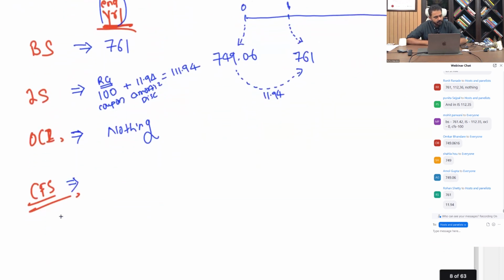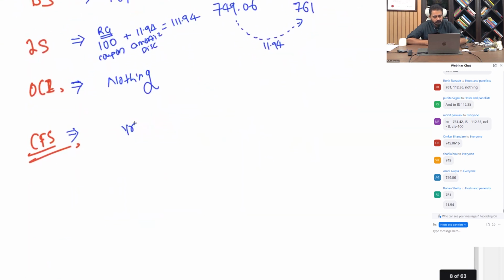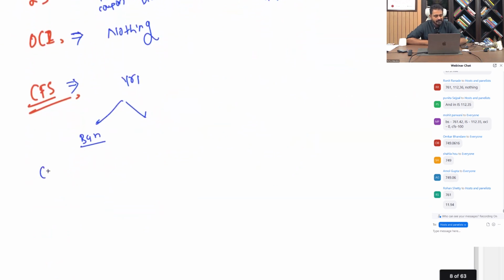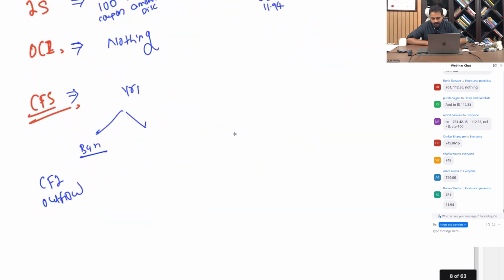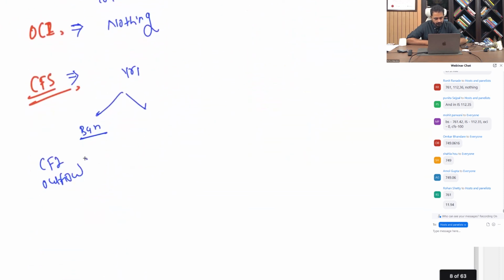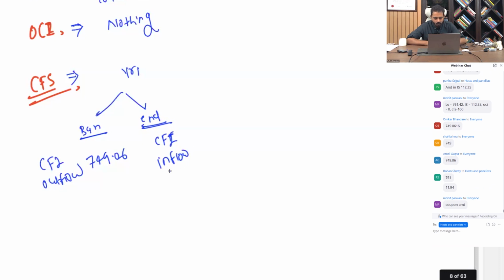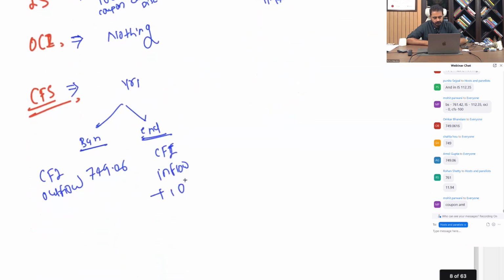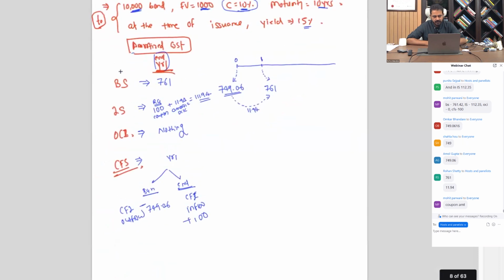What will go in the cash flow statement? In year 1, I will have 2 entries. At the beginning of the year, at time 0, but it's a part of the same year, no? I will have a CFI outflow that would be 749. And then towards the end of the year, I will have one more entry, which will be a CFI inflow. Why is it a CFI? It's an investment, right? And what is that going to be? Will that be 111.94? No, it will just be 100. That's it.